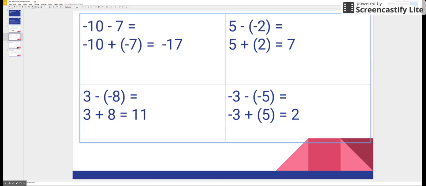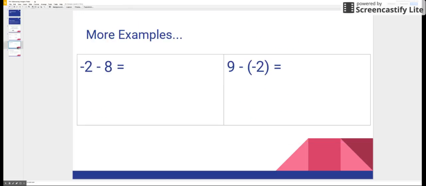So far, so good? All right, here are 2 more examples. At this time, I would like you to pause the video and try to do these 2 examples on your own. Once you are done, you can hit play again and see if you know the answers.